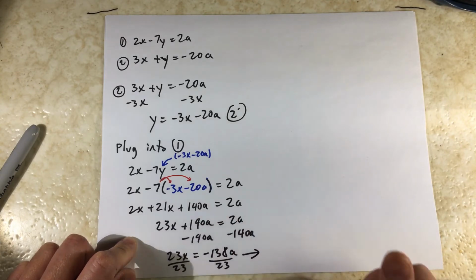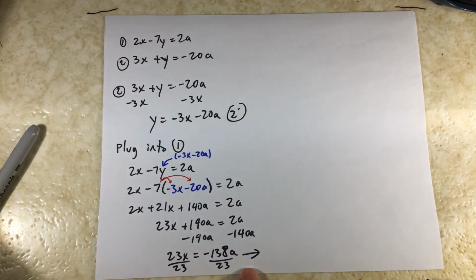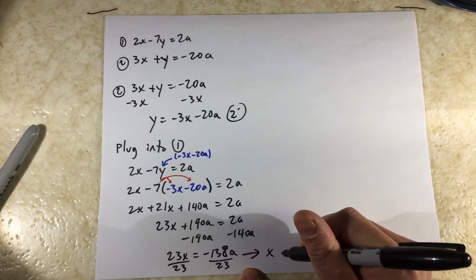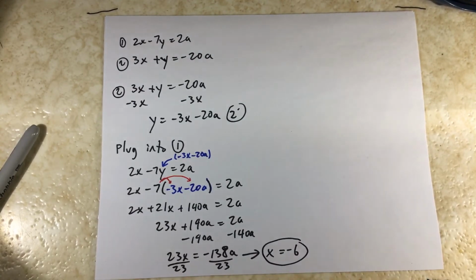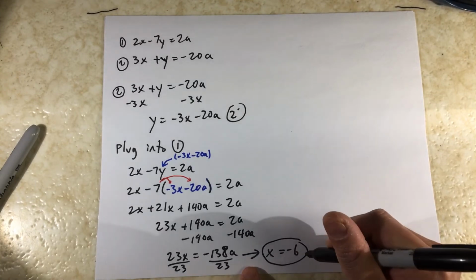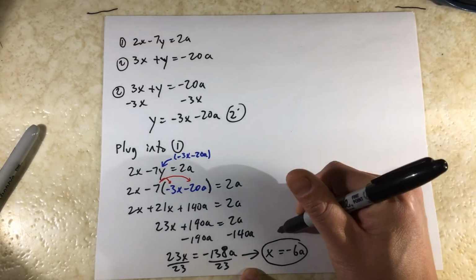I did this earlier, and when I did, it wasn't exactly clear what 138 over 23 was, but it turns out it's 6. So x is equal to negative 6a. Maybe you saw that. It took me a little bit of thinking to figure that out.